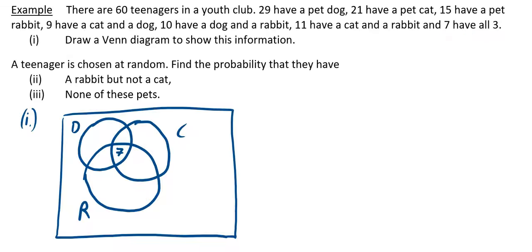And then you work back. So 11 have a cat and a rabbit. So a cat and a rabbit, if you can just see what I'm circling around, is this overlapping oval. And the 7 plus this missing number here have to add up to 11, which means this number in here must be 4. Okay, work back again and see what we've got.